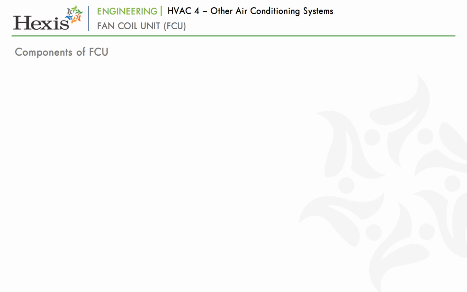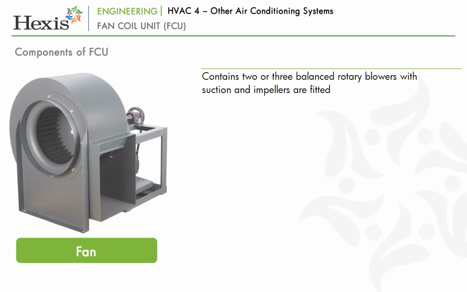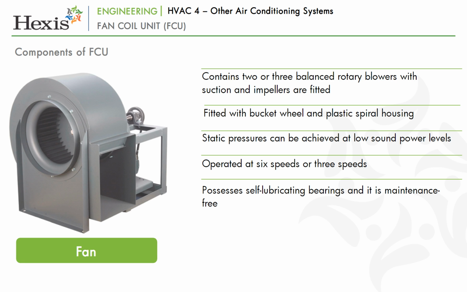Let's start with fans. Depending on the size of the fan coil units, 2 or 3 dynamic balanced rotary blowers with double-sided suction and impellers with forward bent blades are fitted. The fan can be with a bucket wheel and a plastic spiral housing or with an aluminium bucket wheel and zinc plate spiral housing. The fans are selected such that the required static pressures can be achieved at low sound power levels. The fan can be operated at 6 speeds via a step transformer, 3 speeds of which have been preset. The fan, which is provided with self-lubricating bearings, is maintenance-free.